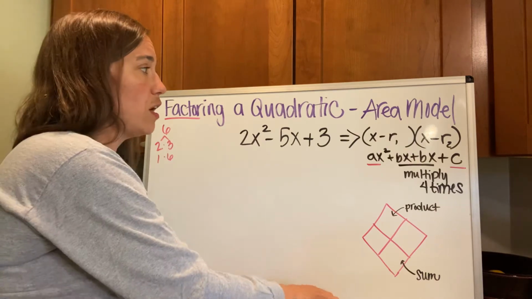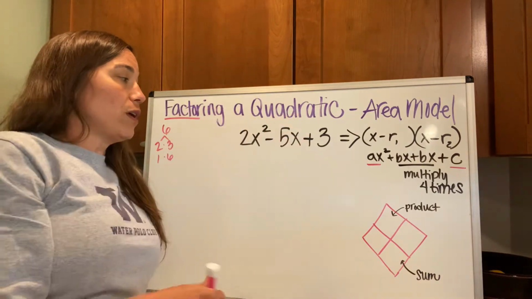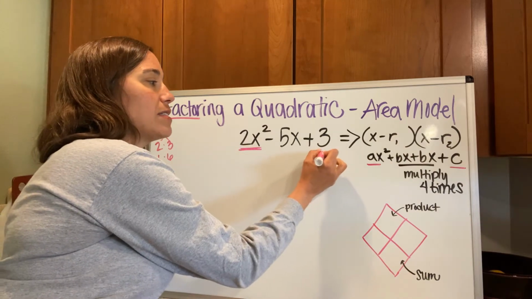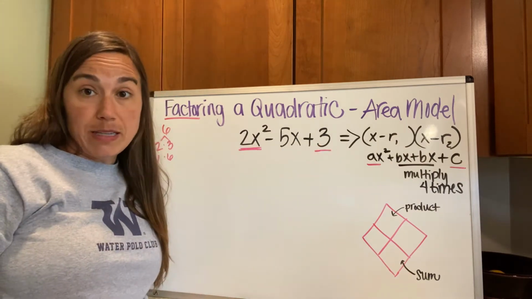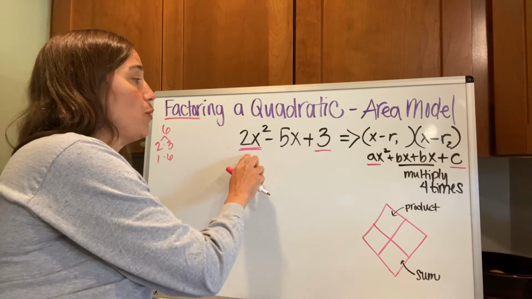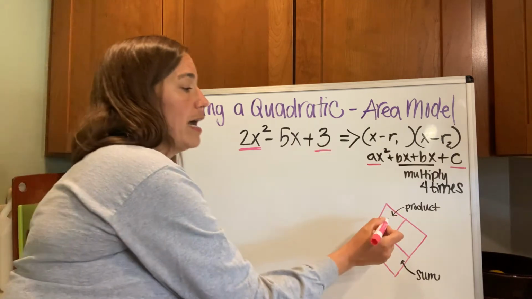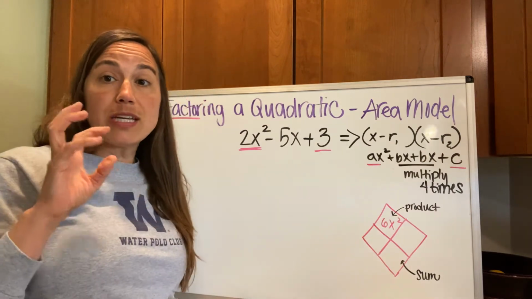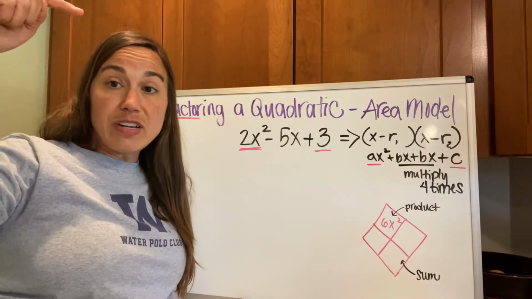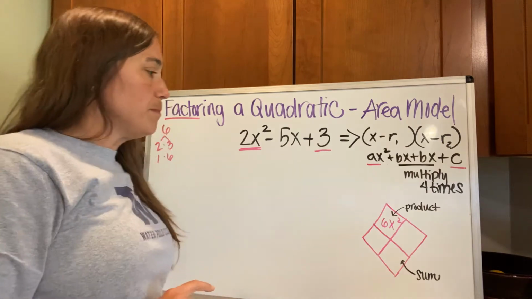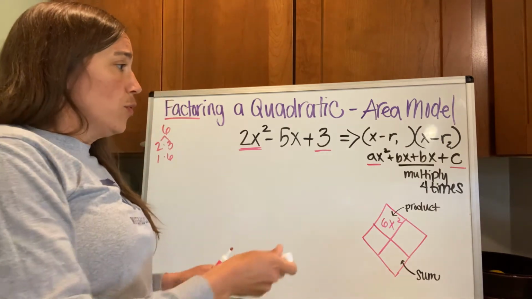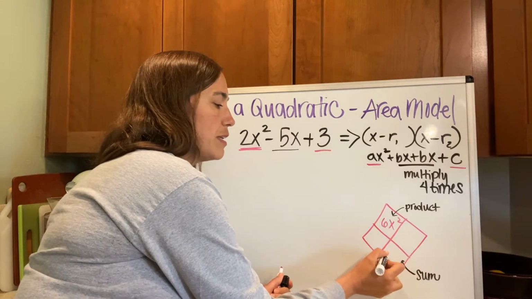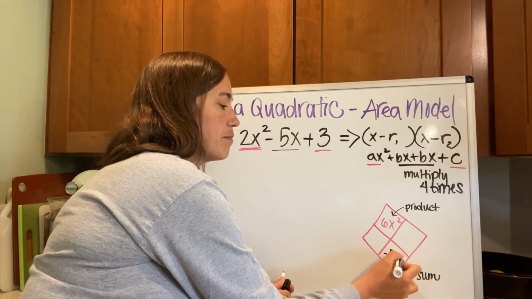In order to factor this quadratic, what we're going to be doing is taking the ax squared term and the c term, and multiplying them together. When I multiply 2x squared times 3, I get 6x squared. In a diamond problem, we usually put our product in the very top of that diamond. So that's what we're going to do. And then we're going to take a look at this middle term, which is negative 5x, and put it down here in the sum.